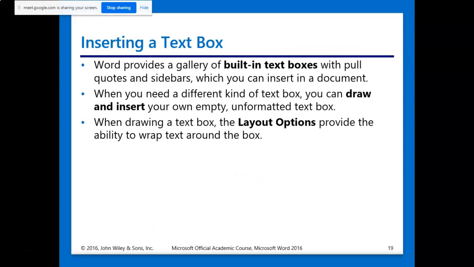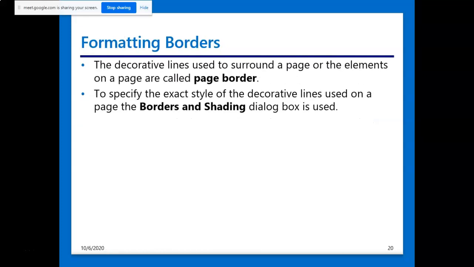Word provides a gallery of built-in text boxes with pull quotes and sidebars, which you can insert in a document. When you need a different kind of text box, you can draw and insert your own empty, unformatted text box. When drawing that text box, the layout options provide the ability for you to wrap text around the box. That's one option, but there are several options that you'll have under the layout options as well.